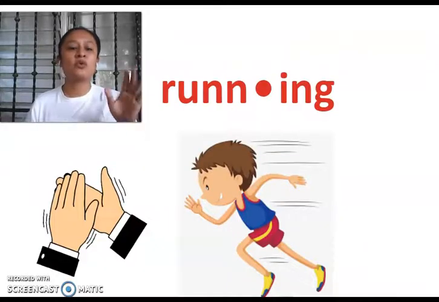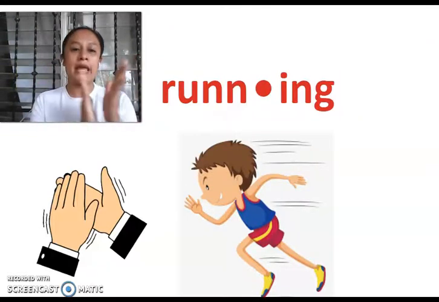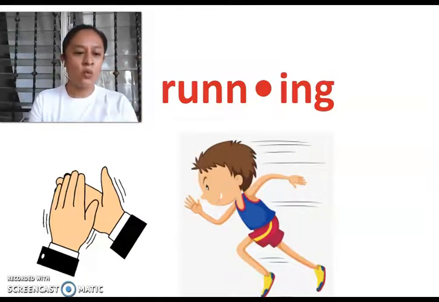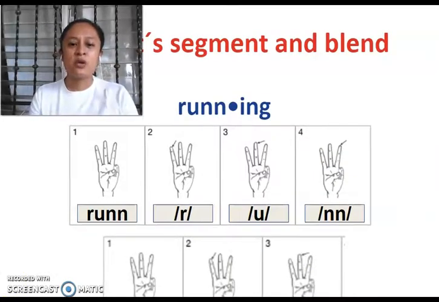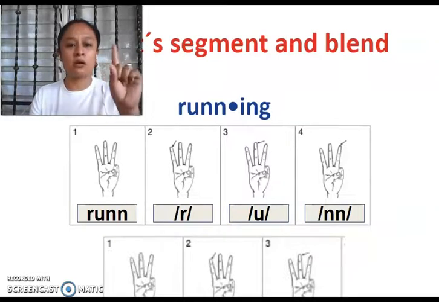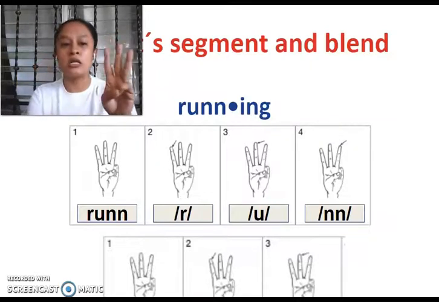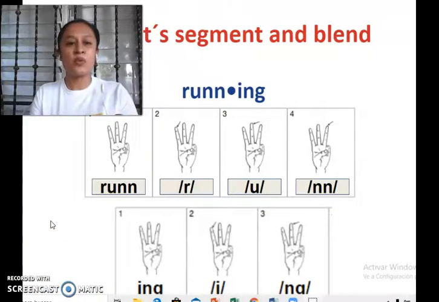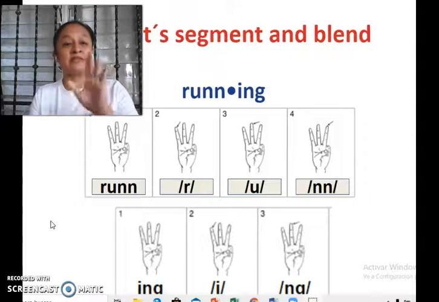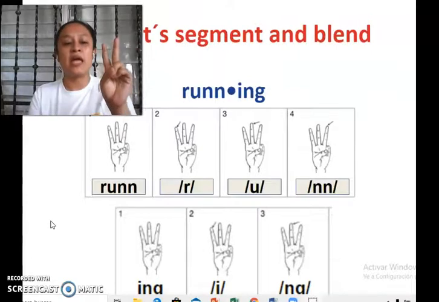Okay, so let's move on. Let's clap for the word running. Okay, so let's do it with me. Repeat after me. So we have run-ing. One more time, we have run-ing. So now we are going to blend and segment this word as you have here. So the first part we have r, u, n. When we blend it, we have run. And now we have the last part. So in the last part, we have ing. So let's segment and blend. So we have i, ng. Okay, so if we blend it, we have ing.